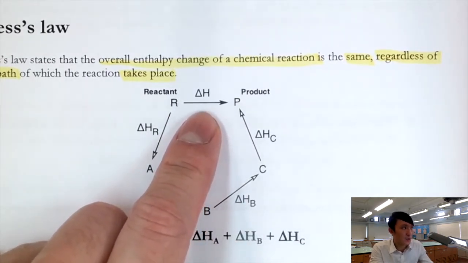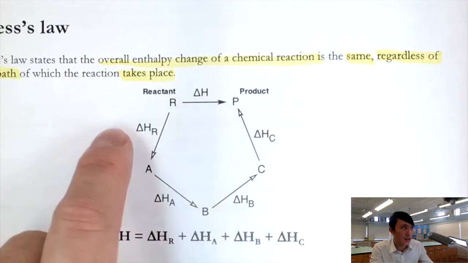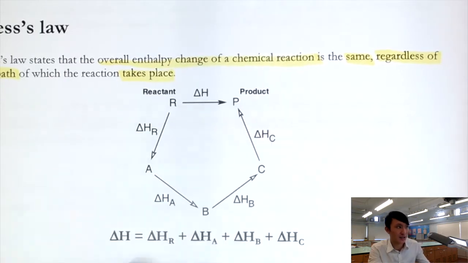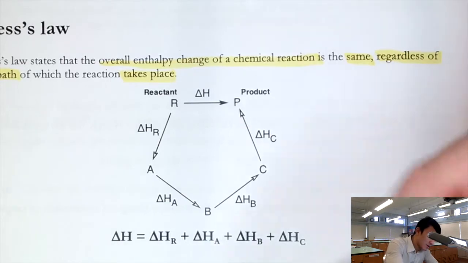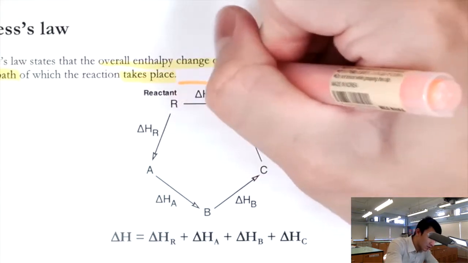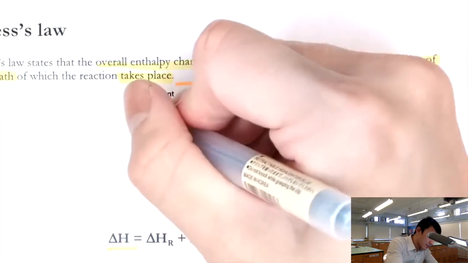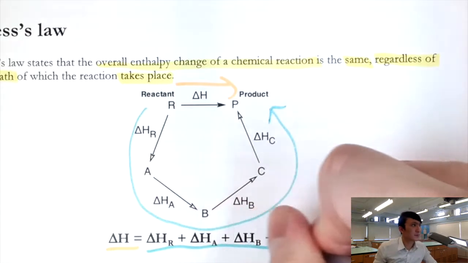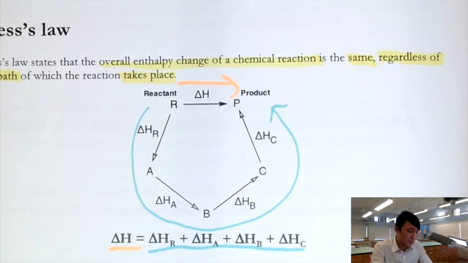So that's why we will say the delta H here is equal to delta HR plus delta HA, delta HB, and delta HC. And this is exactly what we've been talking about here. So this route is the same as this route. Okay, so that's the idea. That's the idea.